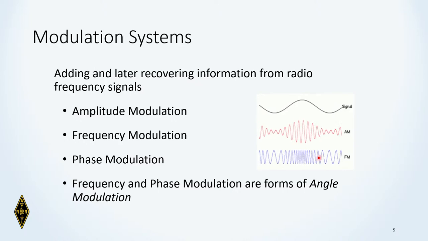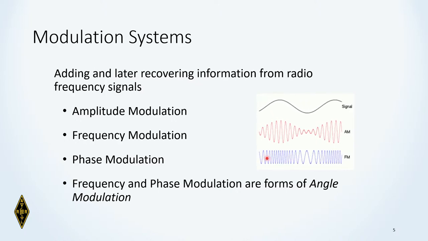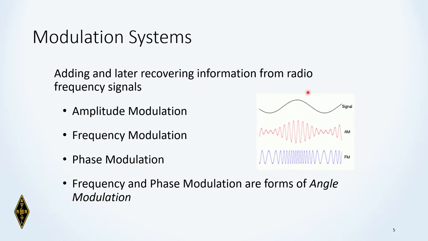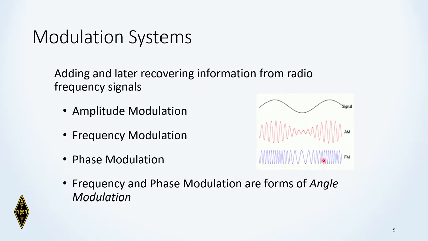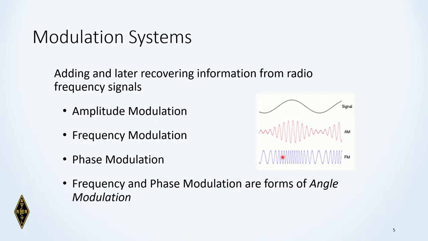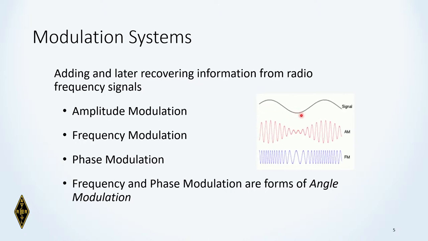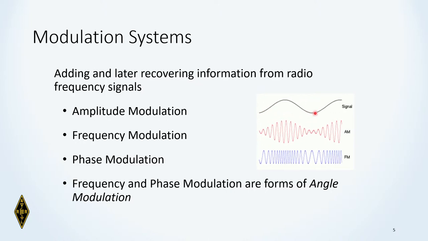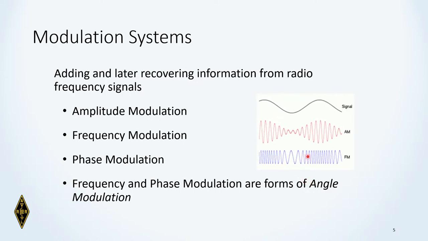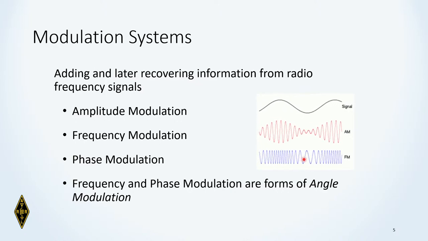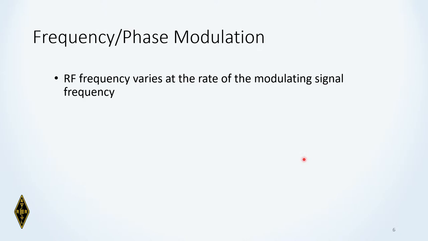Then with FM or PM, you can see that the frequency is changing. See, these little humps are getting closer, and in this case, they're tracking. With the peak of the signal waveform, we see that these bumps are scrunching together, or we're increasing the frequency. And conversely, during the troughs of the signal, the frequency is actually going lower, which is why these are stretching apart. We'll get into this a little bit more as we continue.